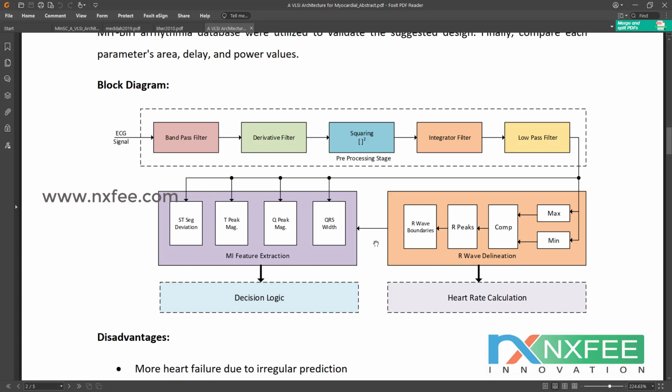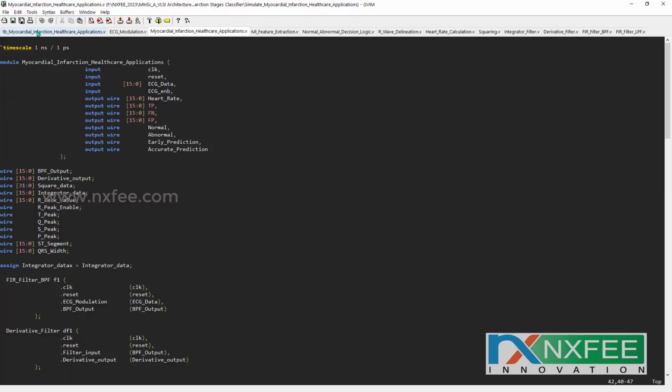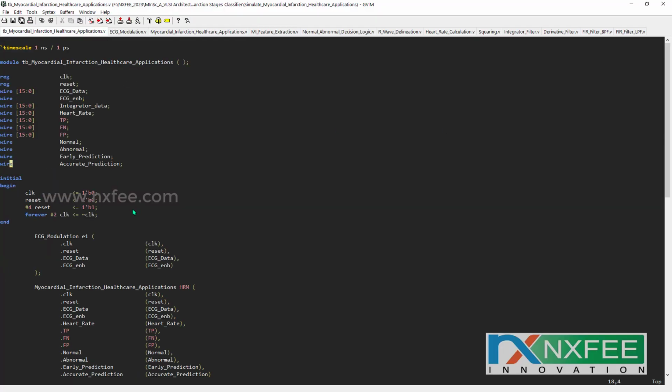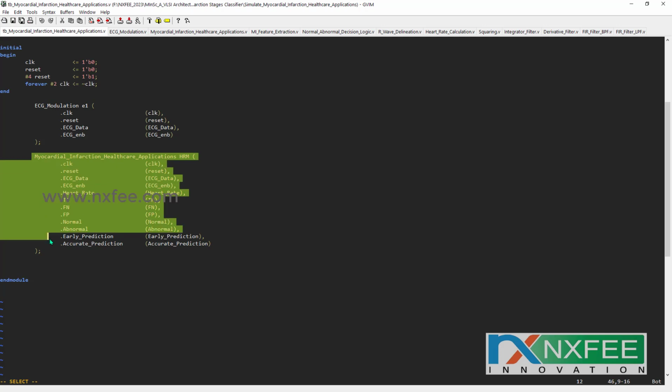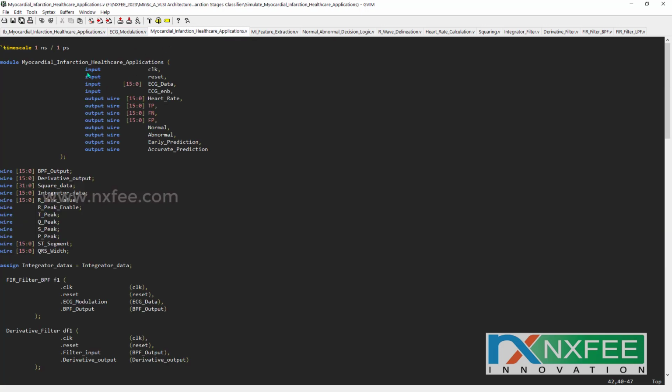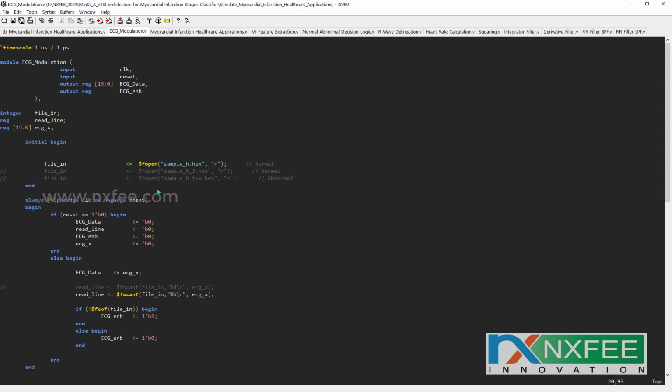This work we have developed in Verilog HDL. So this is the Verilog HDL code we have developed. This is the myocardial infarction input and outputs, you can verify it here. This is the top model architecture. Here we give an input from the ECG modulation code using the MIT-BIH database. Here we have used 3 files, 2 normal and 1 abnormal, to map with this project.